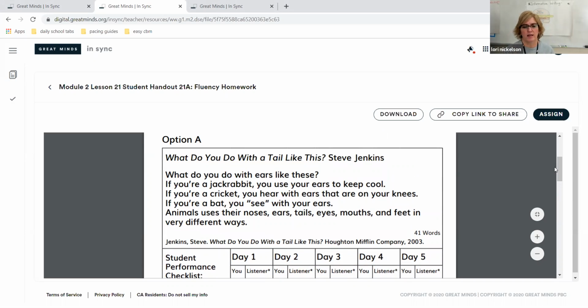What do you do with a tail like this? Steve Jenkins. What do you do with ears like these? Well, if you're a jackrabbit, you use your ears to keep cool. If you're a cricket, you hear with ears that are on your knees. If you're a bat, you see with your ears. Animals use their noses, ears, tails, eyes, mouths, and feet in very different ways.